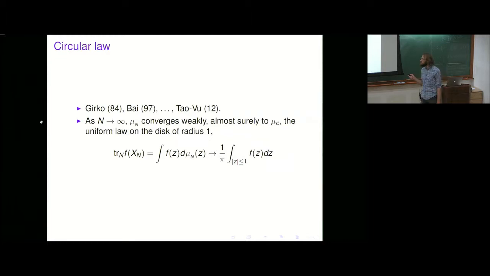But the basic law says that under the minimal assumptions that you have 0 mean and variance 1 over n, this sequence of random measures of the eigenvalues is going to converge weakly almost surely to a deterministic measure known as the circular law, which is just the uniform law on the unit disk. To put that another way, you can take some test function f and integrate it against this empirical spectral measure, which is exactly the same thing as taking the trace of f applied to your matrix. This is going to converge in the limit to the integral of my test function against the uniform measure on the unit disk.